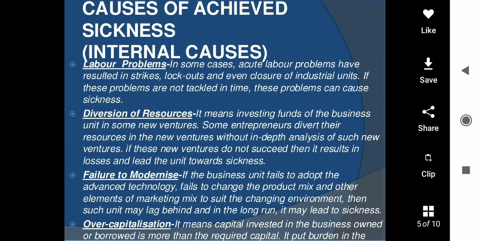Second is diversion of resources. What is diversification? In our economics concepts you read about agricultural diversification. What is diversification? Let me give you 10 to 15 seconds to remember the term diversification.